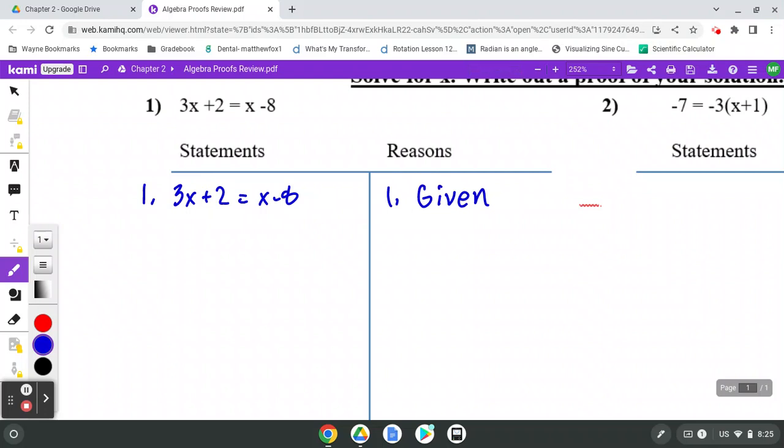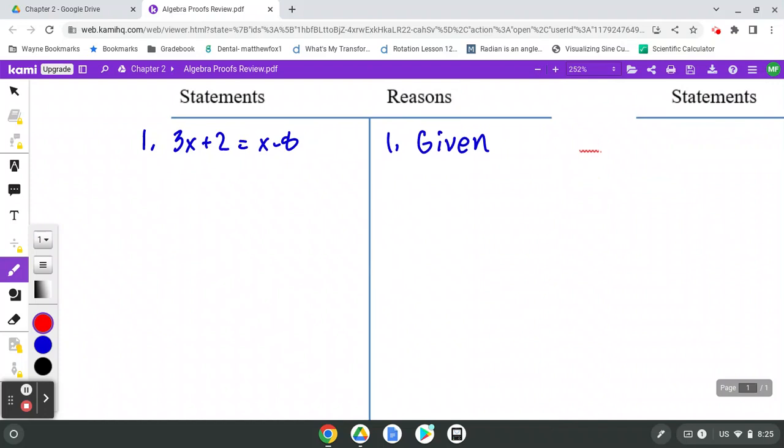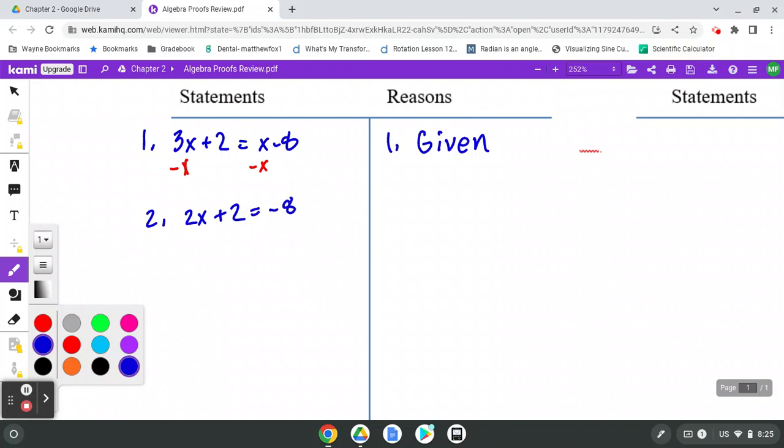Now, there are 4 choices as to what you do next. Once again, what I put in red is optional, but if I put it in blue, it needs to be there. There are 4 different ways we could go about this. Probably most of us go ahead and subtract this x. We could do this in a different order, but if we subtract the x, 3x minus x is 2x. So 2x plus 2 equals negative 8. And the reason we did that, we use the subtraction property.